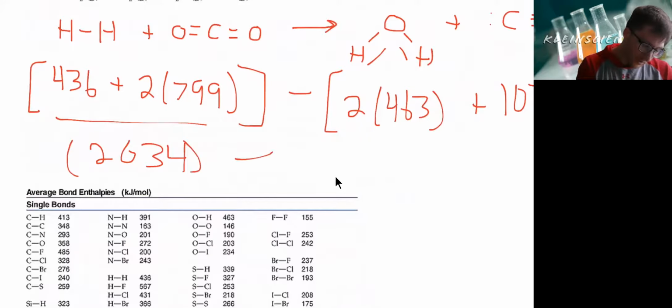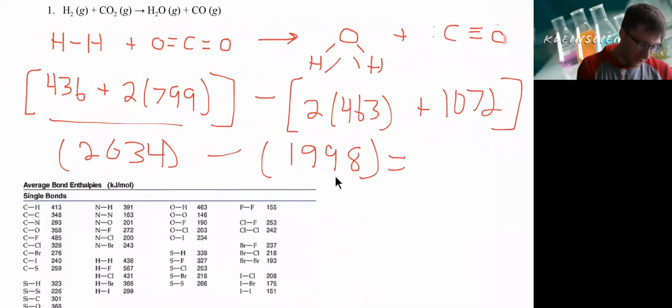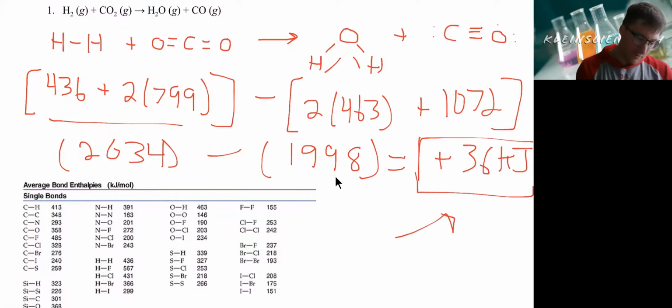Then I'm going to subtract the sum of the products. So 2 times 463 plus 1072 is 1998. So when I take 2034 and subtract 1998 from it, what I'll find is that my value comes out to be positive 36 kilojoules. So my answer is positive 36 kilojoules, which means that that is an endothermic reaction.